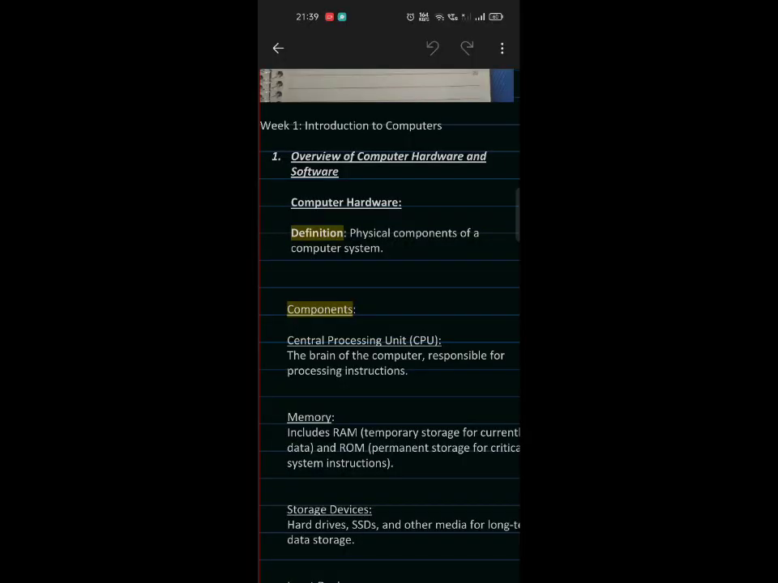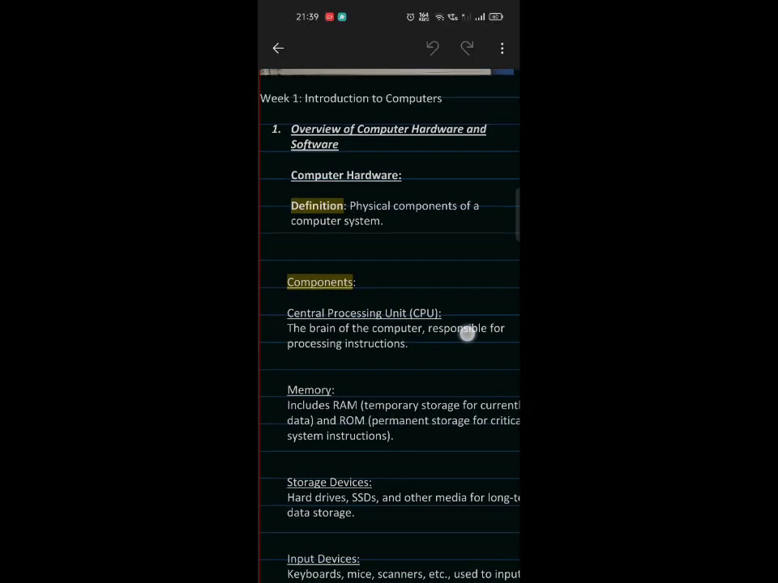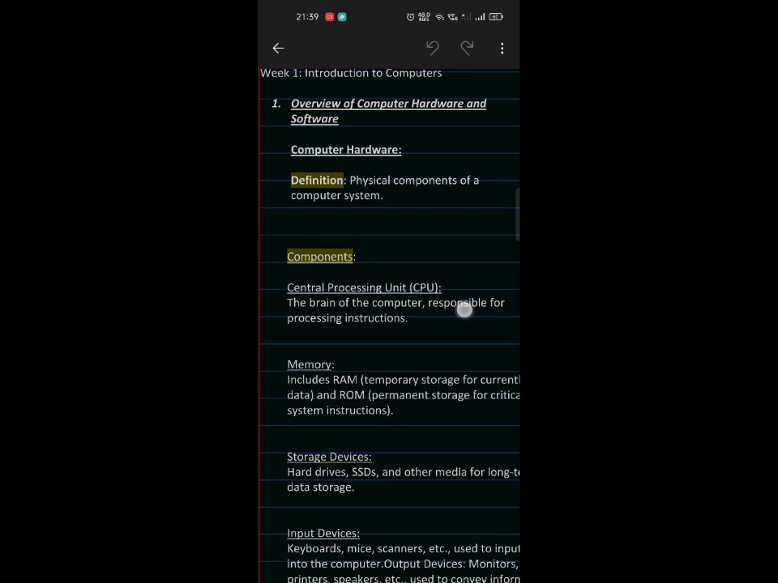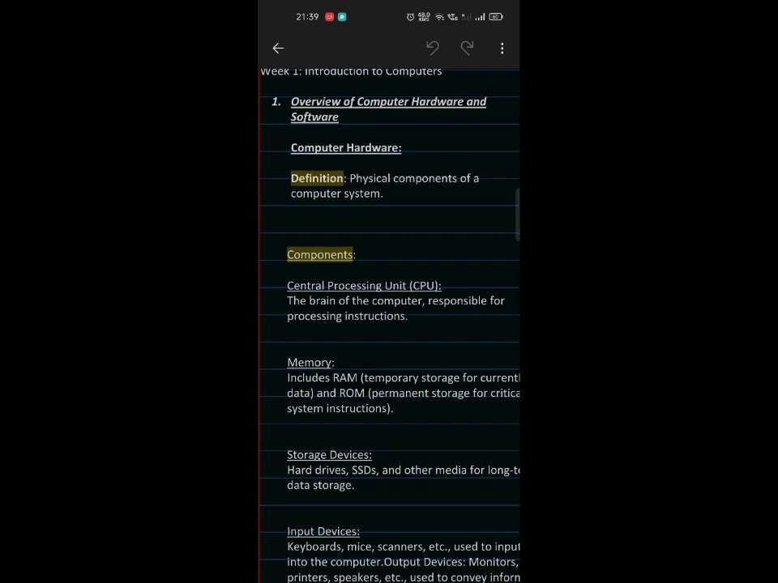Week 1, Introduction to Computers. Our view of computer hardware and software. Computer hardware.